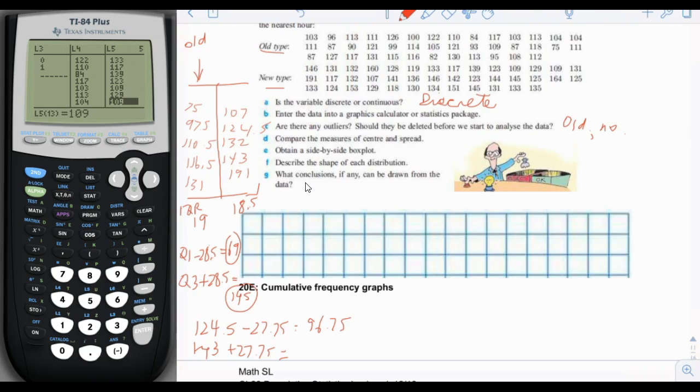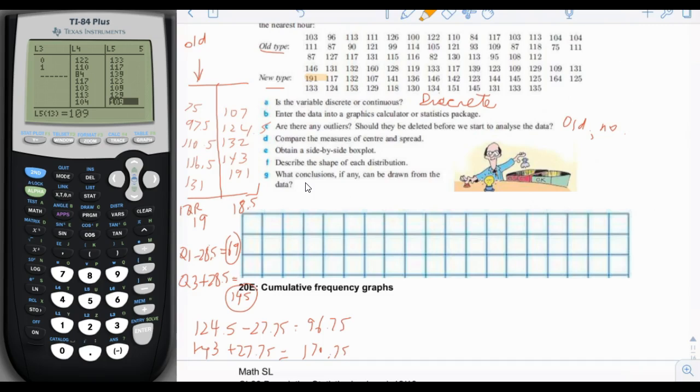143 plus 27.75 is equal to 170.75. Okay. Do we have any data below 96.75? No, we don't, because 107 is the lowest. Do we have any data greater than 170.75? Yeah, well, 191 is definitely more. Is there any other number besides 191 that happens to be greater than 170.75? No, it looks like that's the only one.